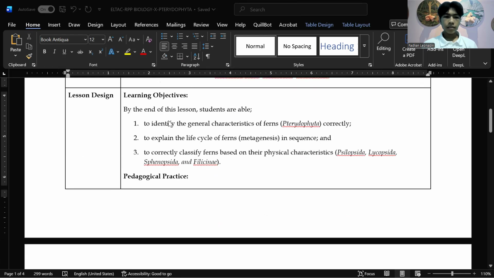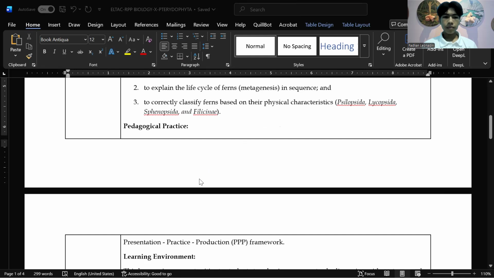The next is lesson design. Here are the learning objectives. By the end of this lesson, students are able, one, first, to identify the general characteristics of ferns correctly, and then to explain the life cycle of ferns by metagenesis in sequence, and lastly, to correctly classify ferns based on their physical characteristics, which are categorized into four: Coelopsida, Lycopsida, Spanopsida, and Felicinae.